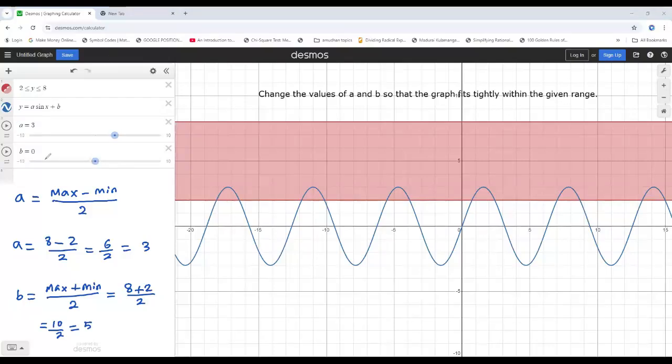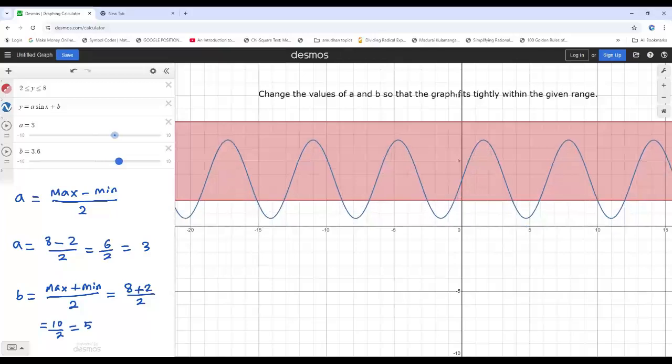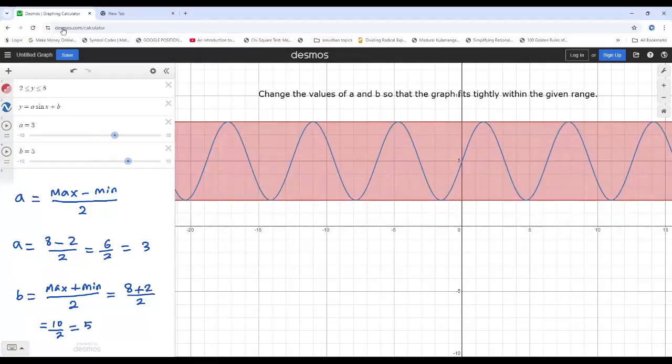Now I have to change the value of b to 5. Already the value of b is 0, so now it has to be changed to 5. Let me do it. I use the slider over here to change the value of b to 5. Okay, I changed the value of b to 5. Now look at the graph over here. The graph of the function y = a sin x + b fits tightly within the given range over here.